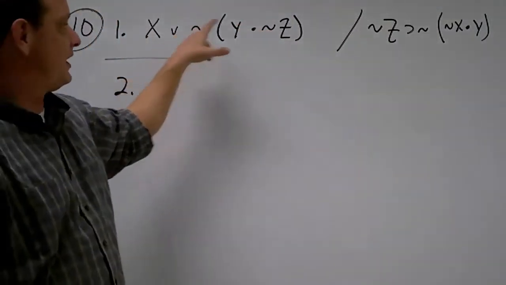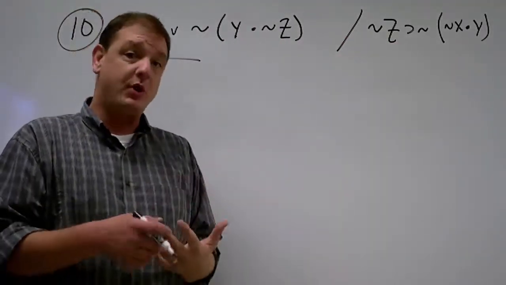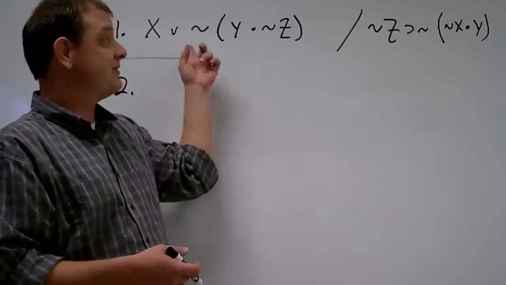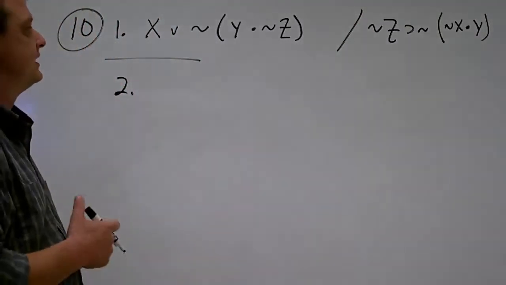Well, we do have a rule that allows us to go from or to if-then. It won't work in one step here, but that's implication. So we know we'll have to do that eventually, because what we have is or, what we need is if-then. What else do we notice here?